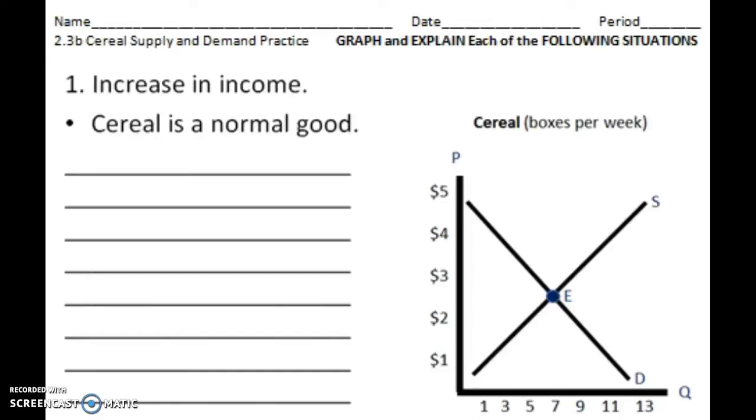For today's assignment, 2.3b, Cereal Supply and Demand Practice, you will be graphing cereal in each scenario. You may use your notes and friends to complete the assignment. The video will have the odd answers available for you.